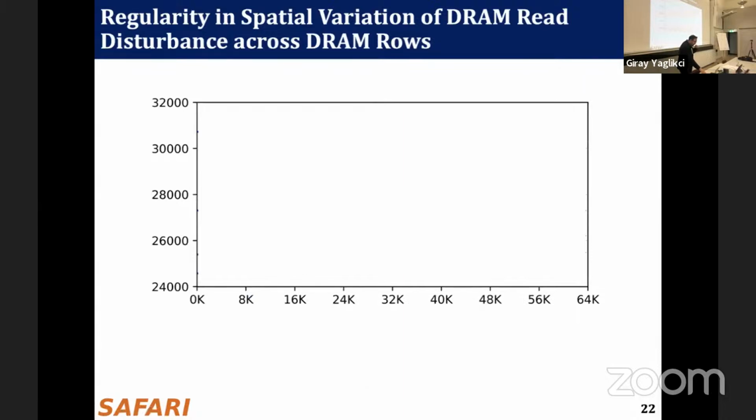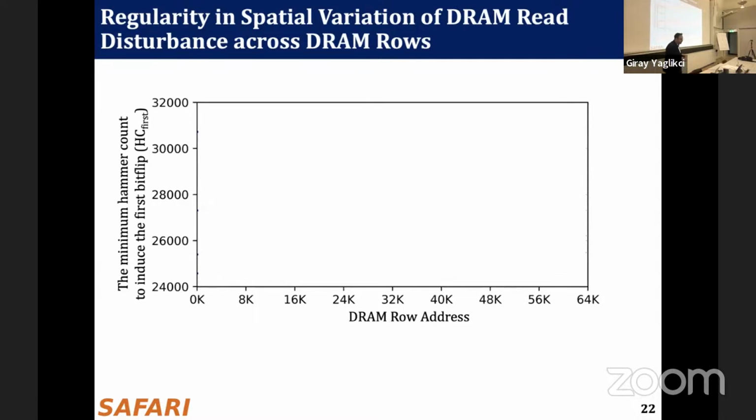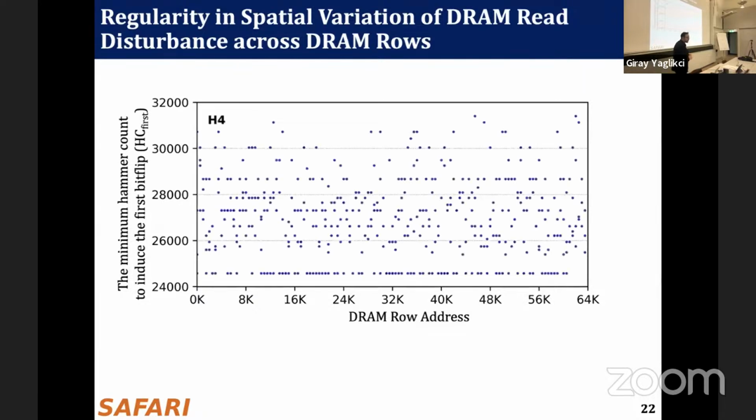Okay, so let's look at the regularity in the spatial variation across DRAM rows. On the x-axis now, we have the DRAM row address going from 0 to 64K. 64K corresponds to 64 times 2 to the 10, so it's 65,536. On the y-axis, we look at the minimum hammer count to induce the first read disturbance bit flip, and this is how it looks. You might think that there are some patterns here, but it's only because we test a small number of different HC first values on the y-axis.